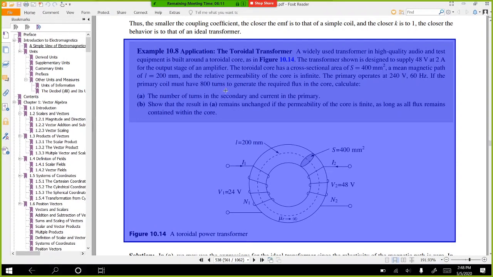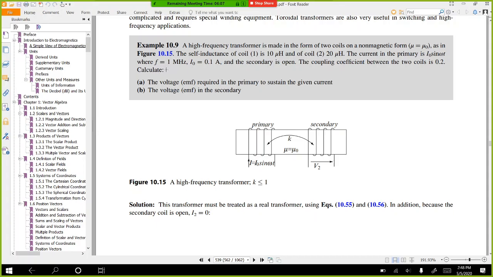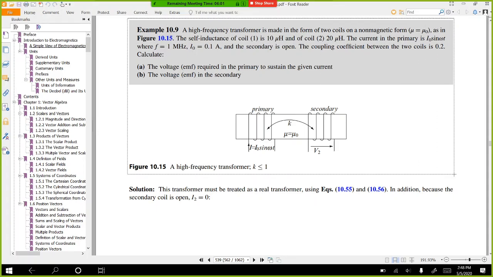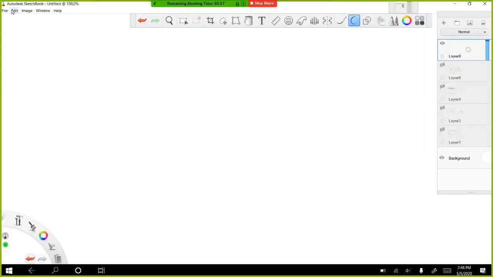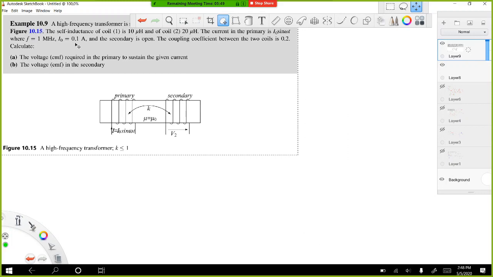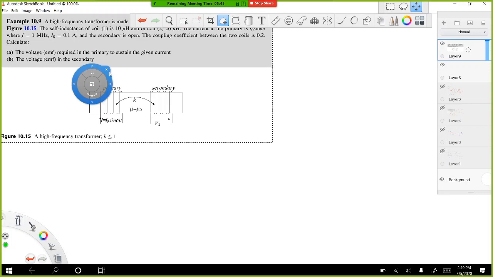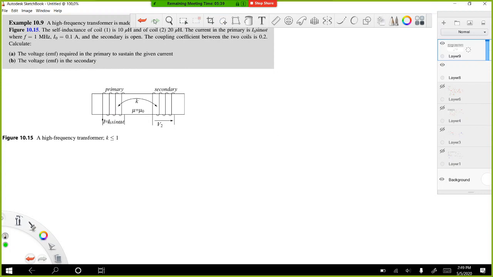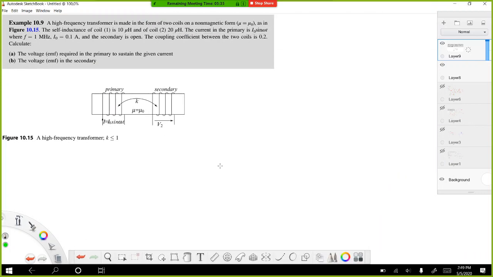So the next problem is this one. Okay, let's put it here. So a high frequency transformer is made in the form of two coils on a non-magnetic form, which means permeability of the core is mu 0. It means you can assume that there is no core and there is only air between two coils. It is illustrated in figure 10.15.